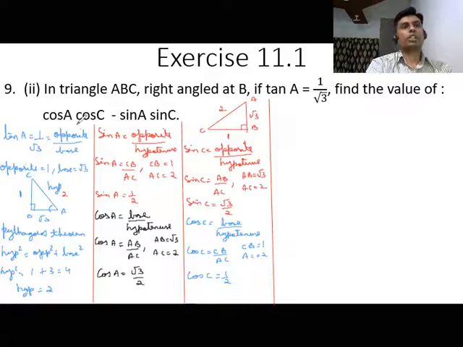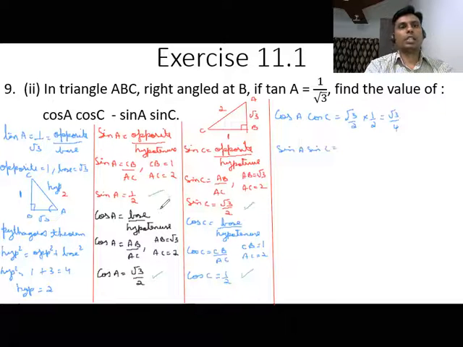Now I can find this. Cos A, cos C. Remember the values that I have are all here. So cos A, cos C. Substitute. What is cos A? Root 3 by 2 into 1 by 2. That is root 3 by 4. This is cos A, cos C. Sin A, sin C. What is sin A? 1 by 2. Sin C, root 3 by 2. That's root 3 by 4.